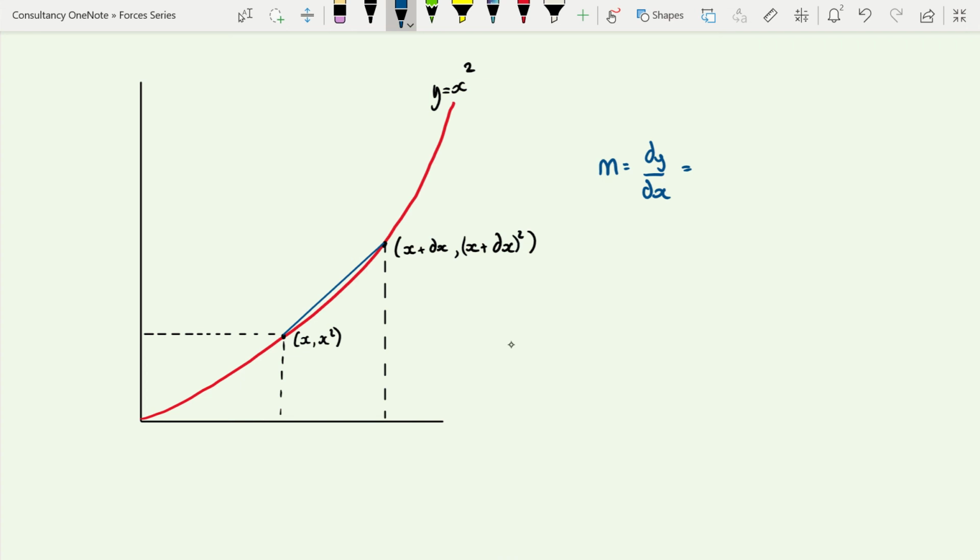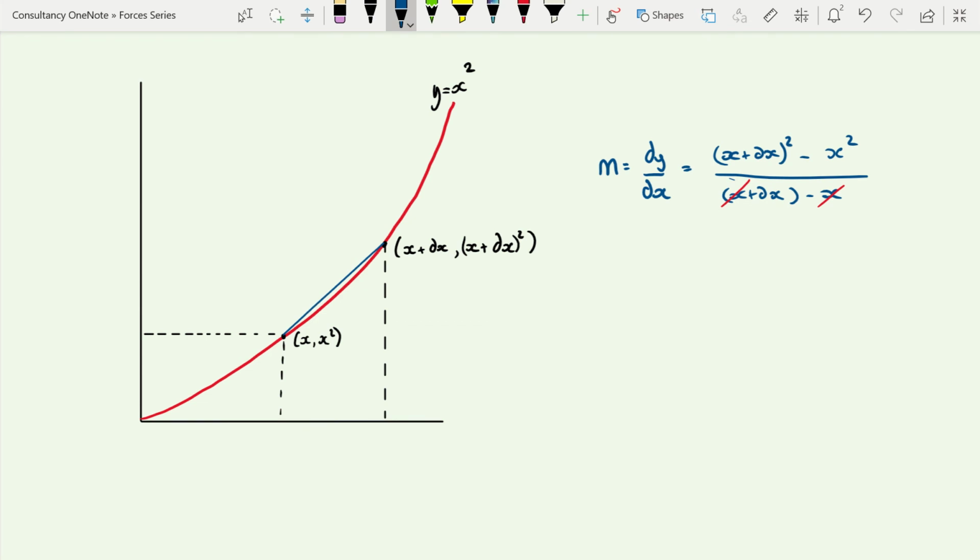So the change in y is going to be x plus dx squared. That's the y coordinate furthest to the right. And we're going to subtract from it the initial y coordinate, which is just x squared. And the change in x is going to be x plus dx, which is our furthest to the right, minus x. So you should hopefully spot straight away that on the bottom line, the x and the x are going to cancel out and just leave you with dx.